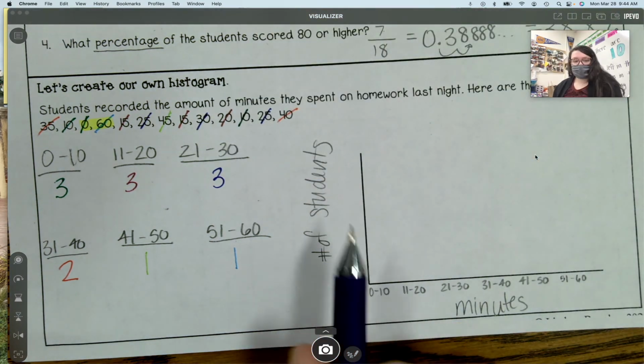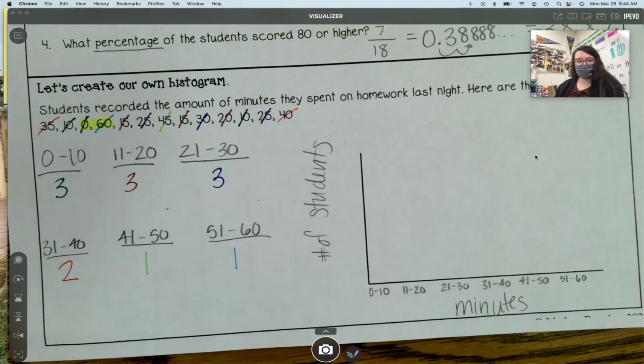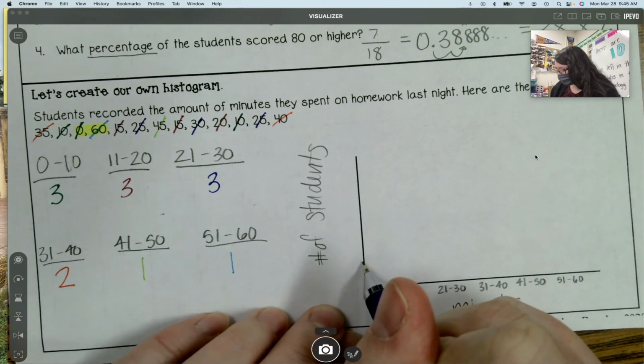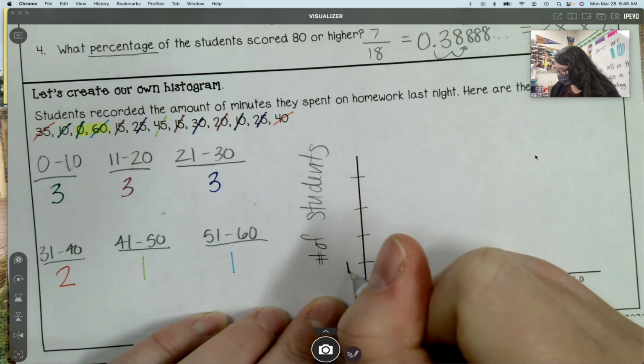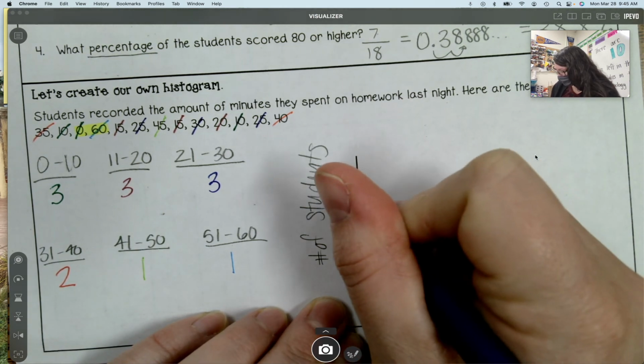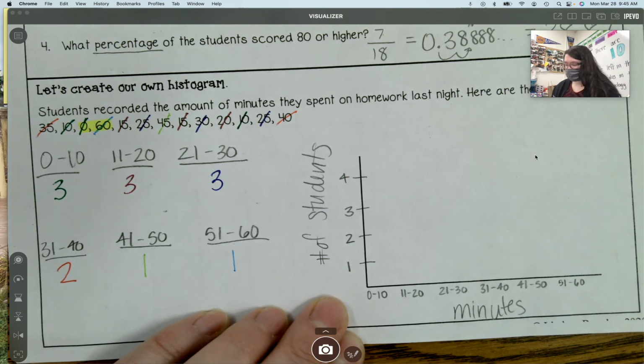To break up this side, what's the biggest number of students that we have? 3. We don't have more than 3 in a group, so we can break this up where this would be 1, 2, 3. And I did 1 extra to have 4 students.